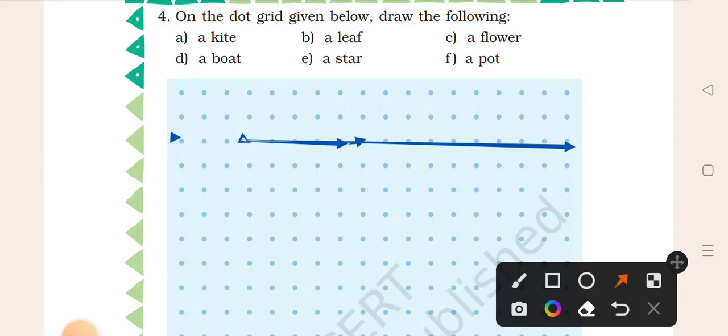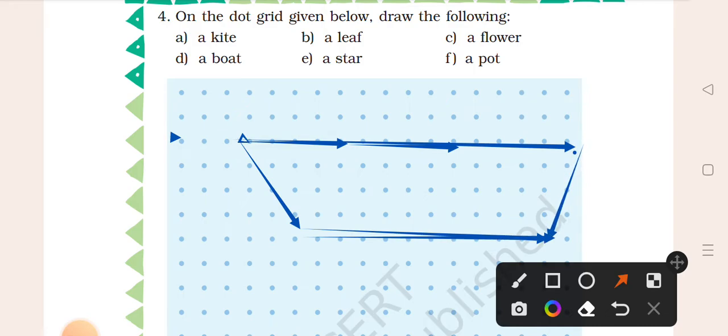The boat is big at the top, and as it goes down and down, it becomes narrow, just like this. And the boat has one sail, like this.